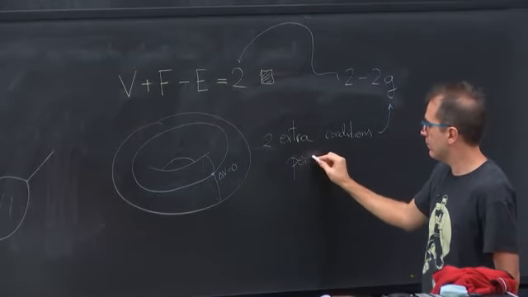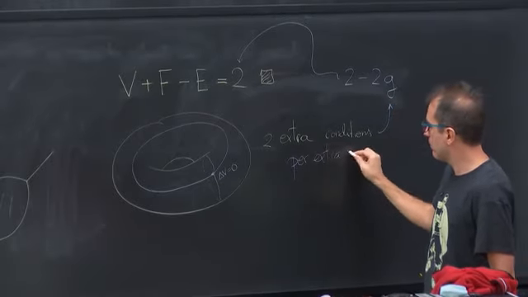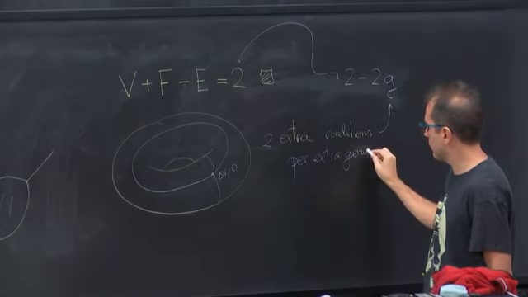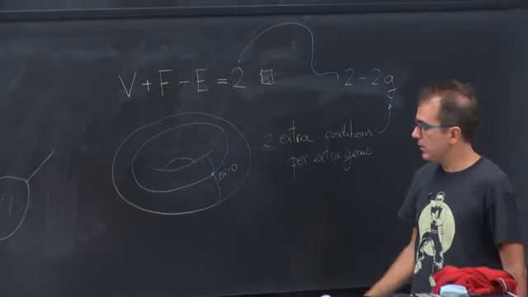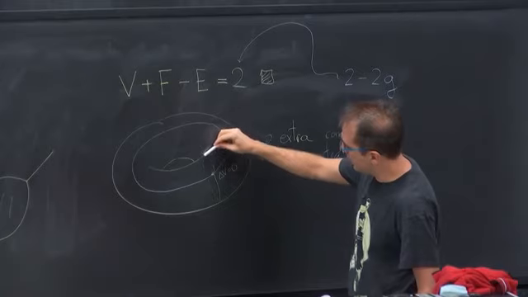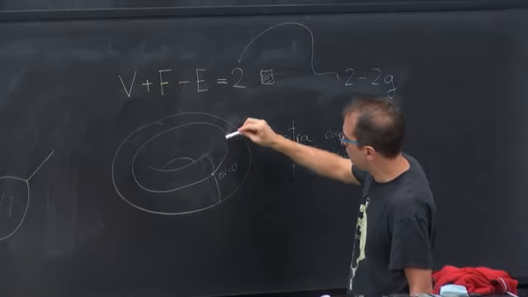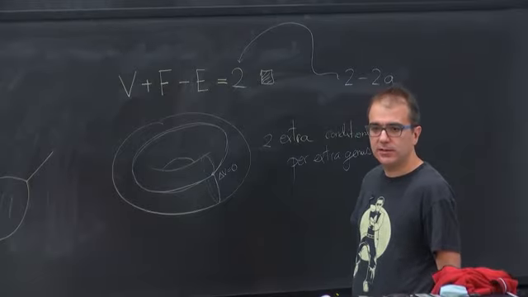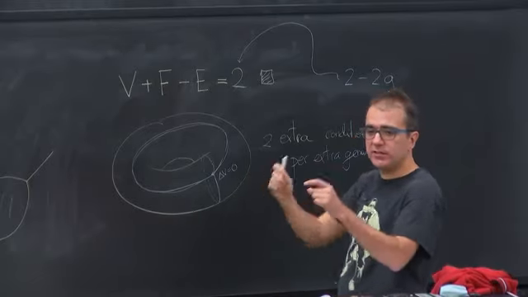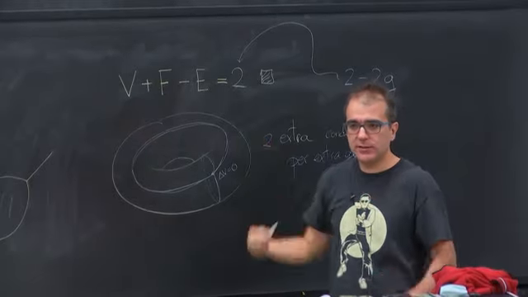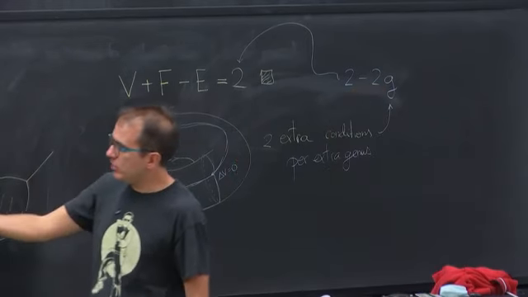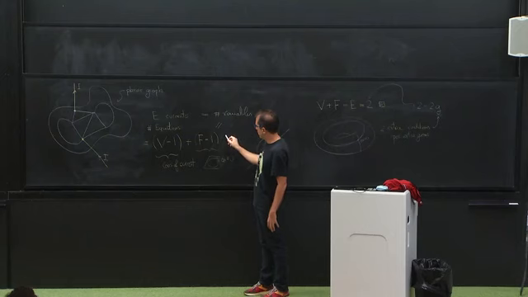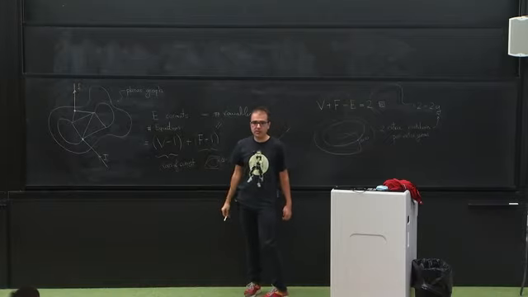What are the 2 extra conditions? It's the fact that there is no difference of potential as I go around this cycle or around this cycle. These are 2 independent cycles of the torus. And each time I add an extra genus, I have 2 new independent cycles. And so the number of equations increases by 2 times the genus, and therefore we get a precise equation.